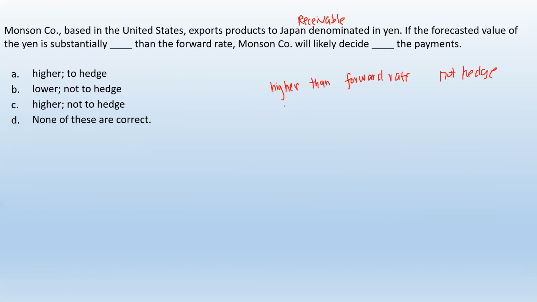And if the forecasted value is lower than the forward rate, this is when they need to hedge the risk. They will have to hedge the risk because if they do not buy the forward contract, they will have to sell their Japanese yen receivables at the spot market, where the price is much lower than the forward rate. They will receive less US dollar cash flows.